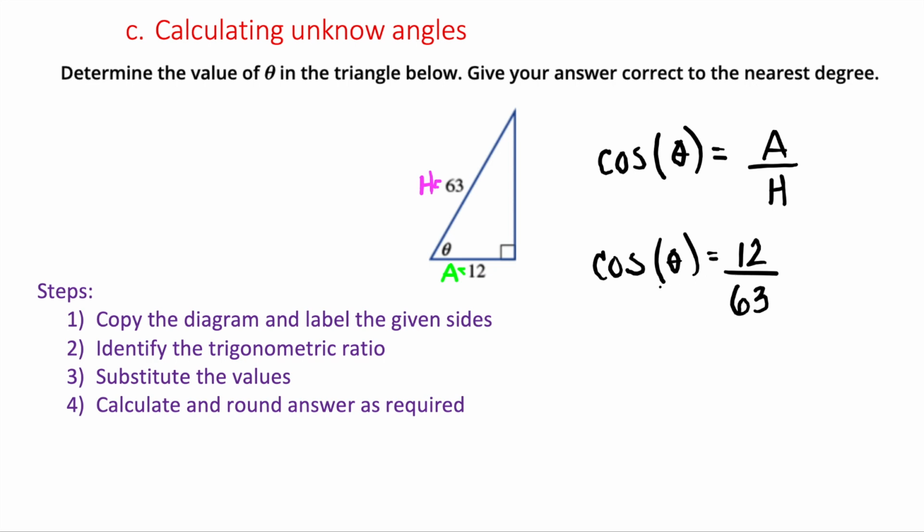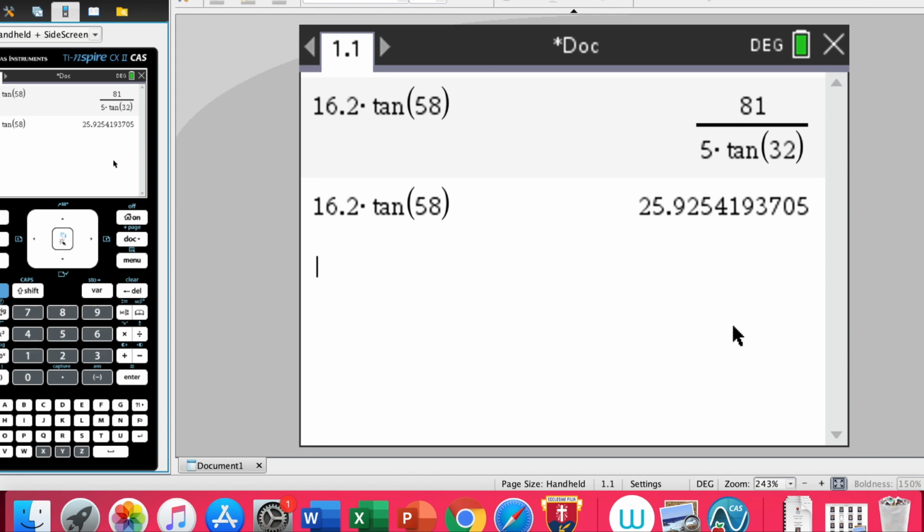So all of our trigonometric ratios have an inverse. So we can find the inverse of cos. And I'm going to show you how we do that in the calculator. In the same way that we would do the inverse operation on both sides. So in this case, theta is going to be equal to the inverse of cos, and we write it like this. That means the inverse of cos of 12 over 63. And that's going to give us our value of theta. So let's go to our CAS.